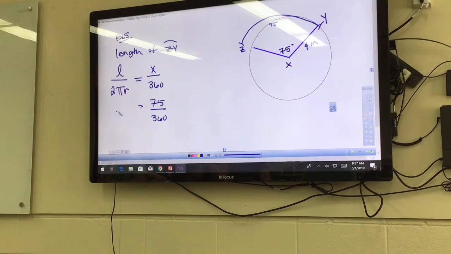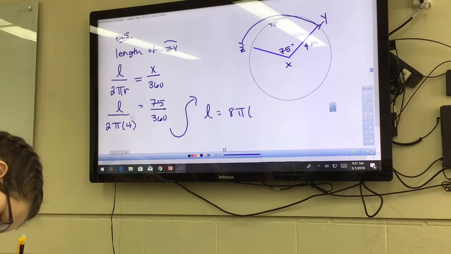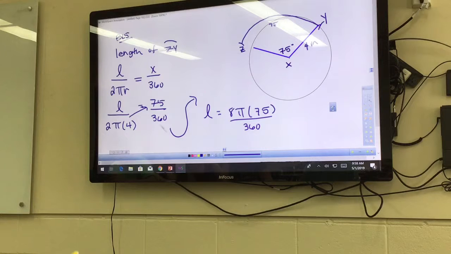But I do know the radius. What's the radius? 4. So 2 pi times 4. So I'm just going to cross multiply 8 pi times what number? 75. Times 75, and then I'm going to divide that by what? 360. What did she just do? I just didn't show the step of 360L equals 8 pi times 75. I didn't show that step because if I'm dividing by it, I'm going to remain to divide by that number.